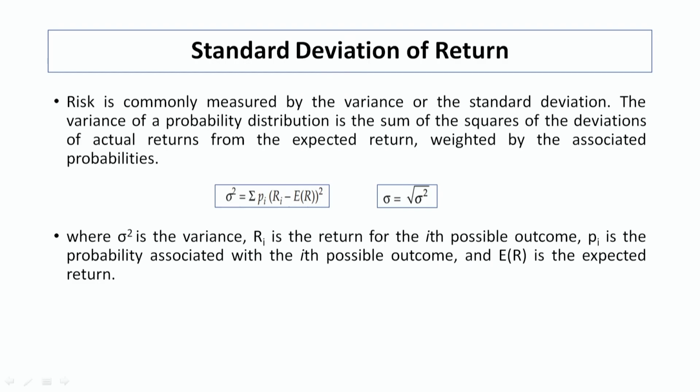The variance of the probability distribution is the sum of the squares of deviations of actual returns from the expected return, weighted by the associated probabilities. Here sigma square is the variance, Ri is the return of the ith possible outcome, Pi is the probability associated with the ith possible outcome, and ER is the expected return, which we are actually calculating first. Then on the basis of that we are going to calculate the standard deviation of the series.